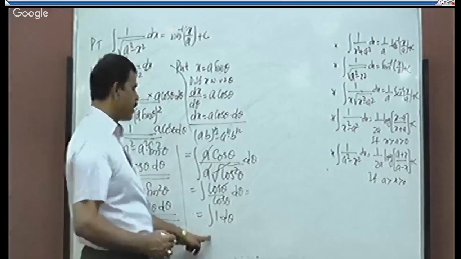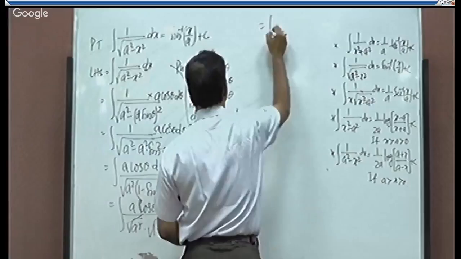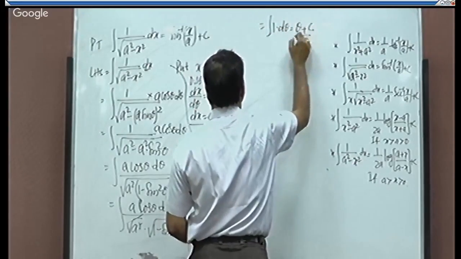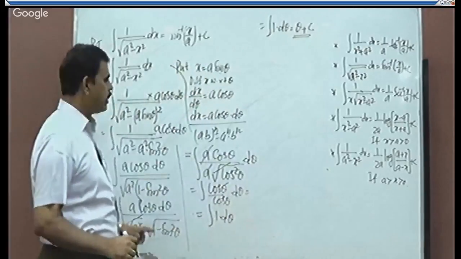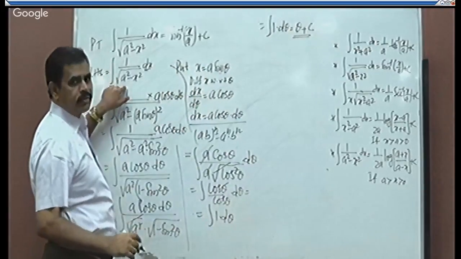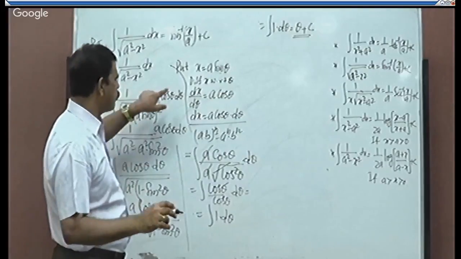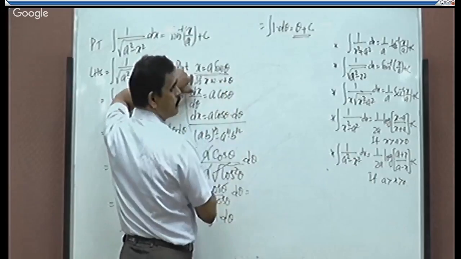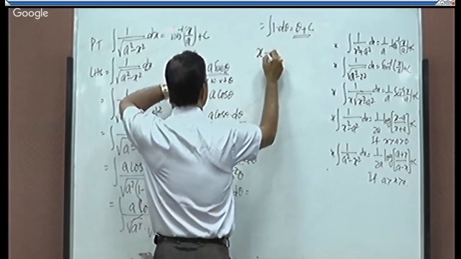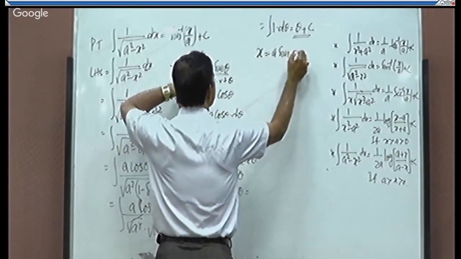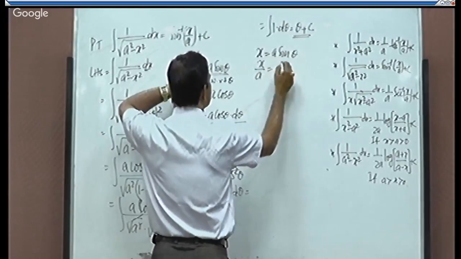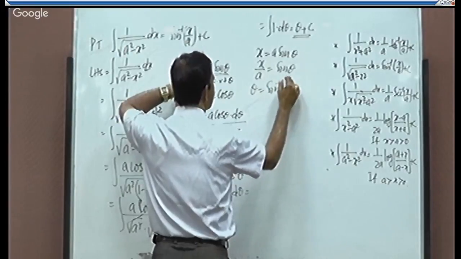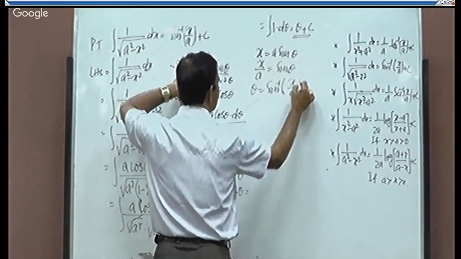Integrate this. Integration of 1 is equal to what? Integration of 1 d theta is equal to theta plus c. But I need the answer in terms of x. Just substitute the theta value from this substitution. x is equal to what? a sine theta. Therefore, x by a is equal to sine theta, or theta is equal to sine inverse of x divided by a.